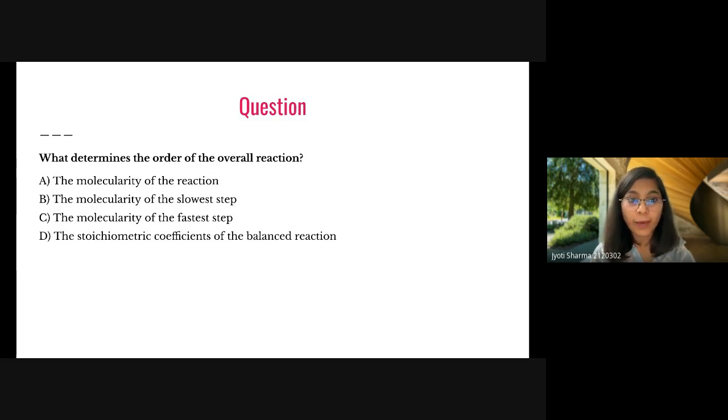For example, if you have one reaction, and that reaction is being completed in four steps, how will the order of the overall reaction be determined? You know that molecularity is for the elementary step. You can't calculate the molecularity for the overall reaction, right? Molecularity is a concept just for the elementary reaction. So what do you think should be the right answer for this?